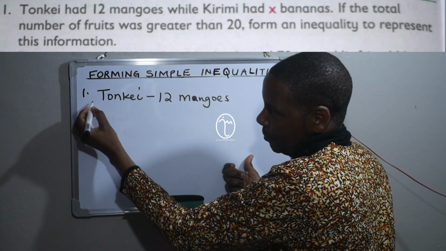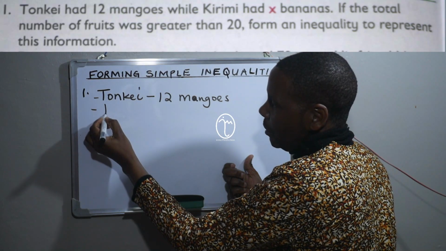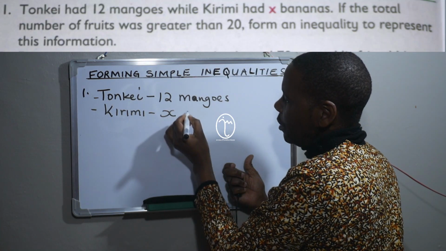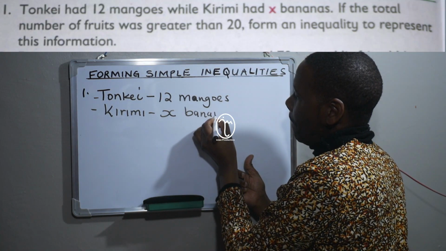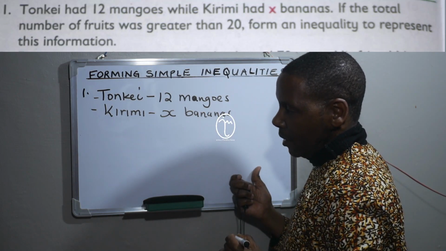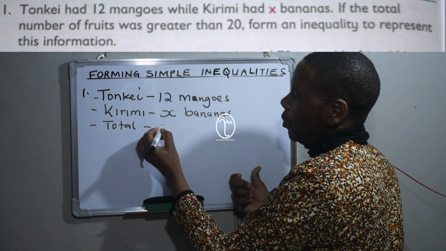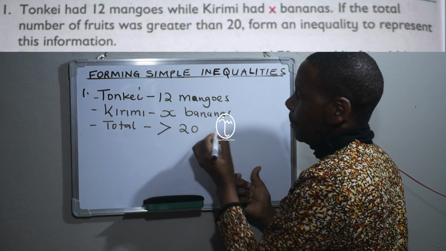Then we have Kirimi. He had X bananas. And then we are told the total was greater than 20.